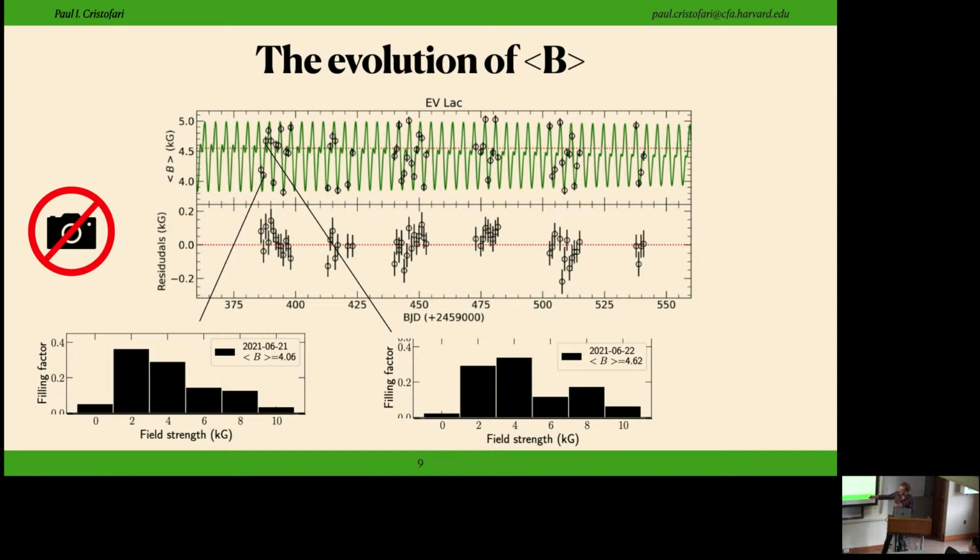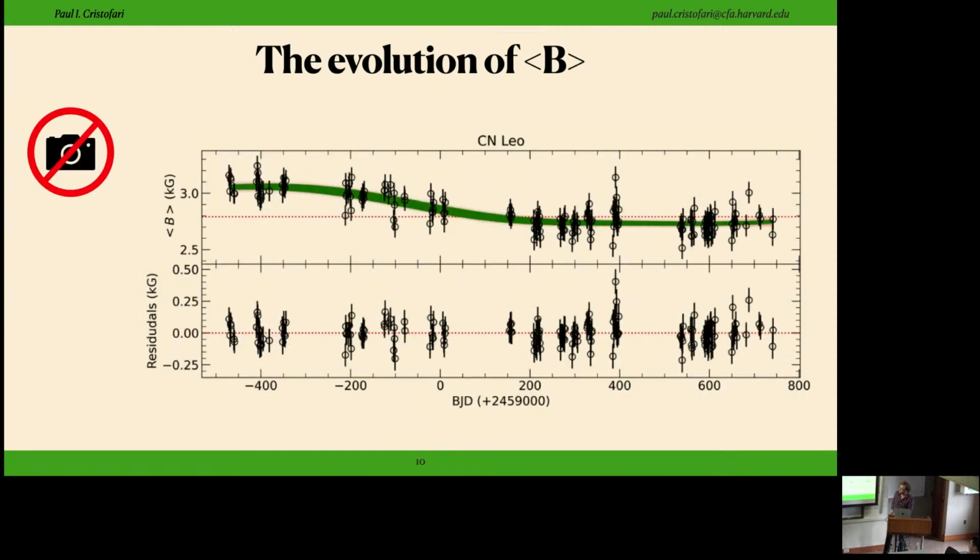Now, the filling factor is something that I did not introduce before, on purpose, to go faster. It represents how much of the surface of the star is covered by a magnetic field at a given strength. So here we've modeled these stars by considering that we have 0, 2, 4, 6, 8, or 10 kilogauss fields that cover different parts of the surface. And we can see that if we take this data point here, when we have a magnetic field of about 4 kilogauss, we have a certain distribution. But if we look later during the phase, we have another distribution.